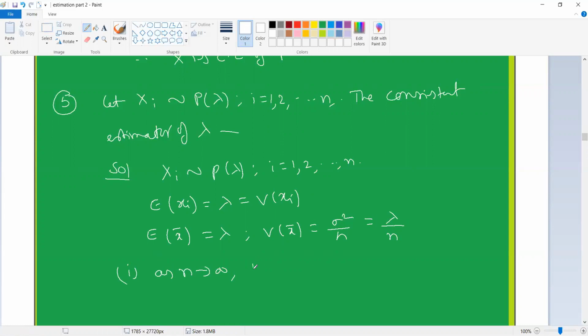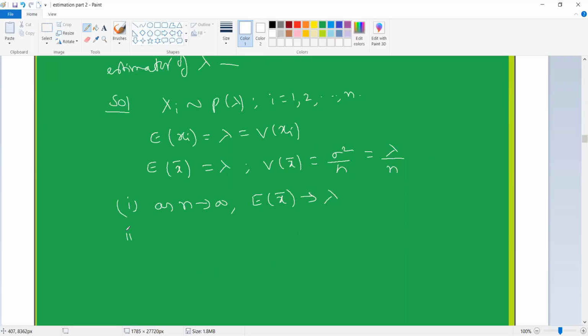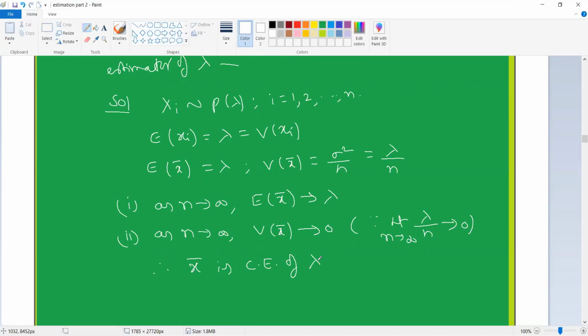as n tends to infinity, expectation of x bar tends to lambda. Second one, as n tends to infinity, variance of x bar tends to 0. Limit n tends to infinity, lambda by n. So here when n reaches infinity, lambda by n reaches 0. Therefore, x bar is a consistent estimator of lambda.